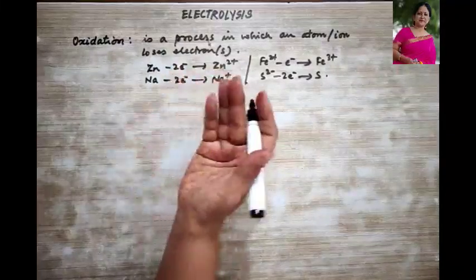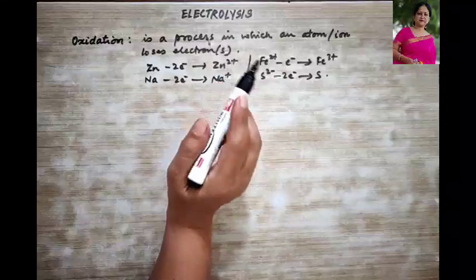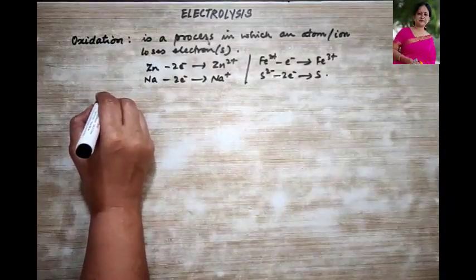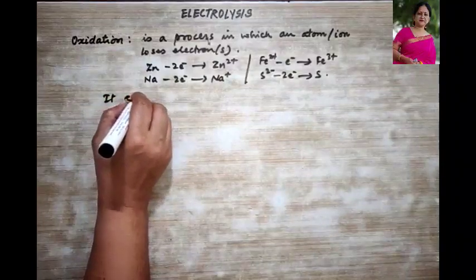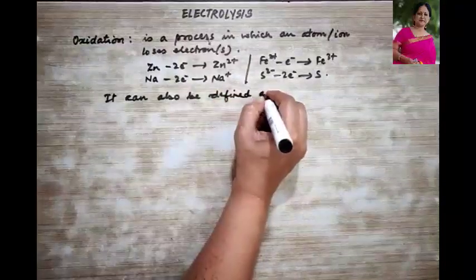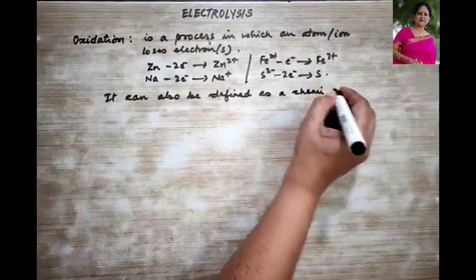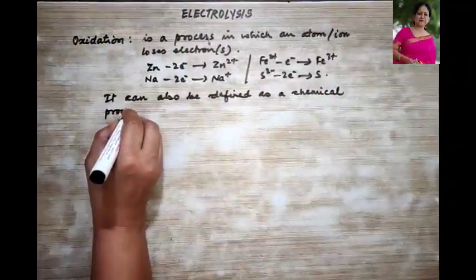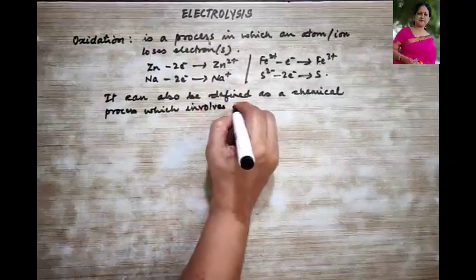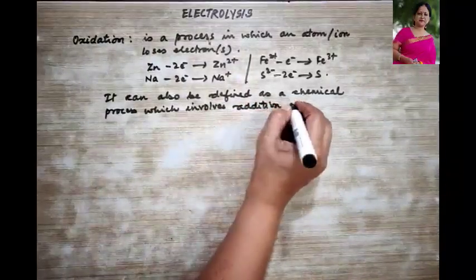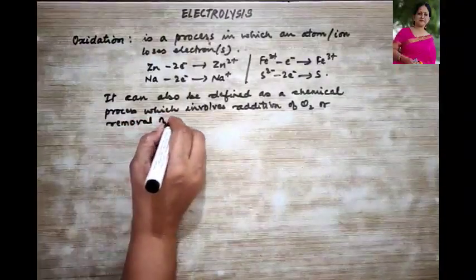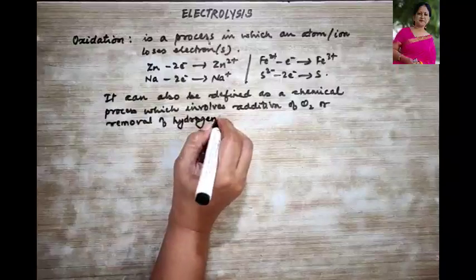Thus, oxidation can also be defined as a chemical process which involves addition of oxygen or removal of hydrogen.